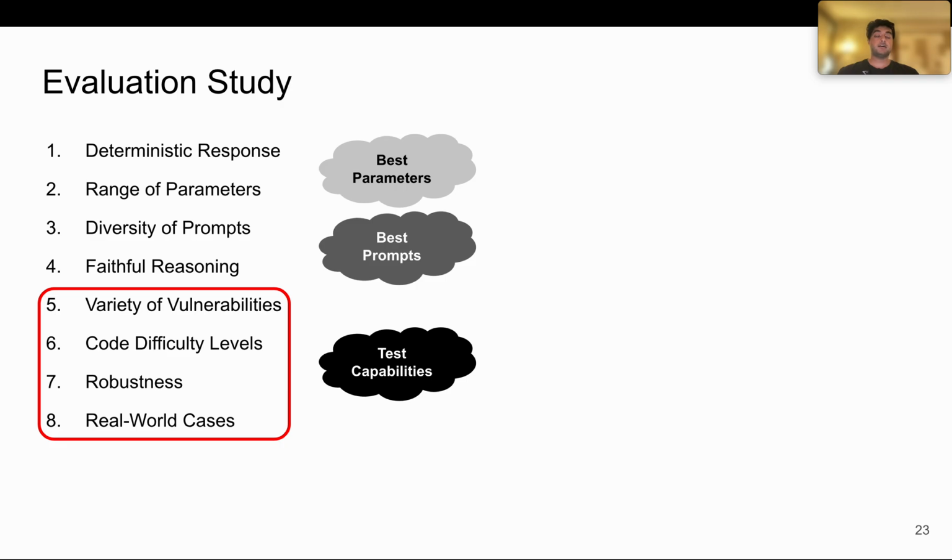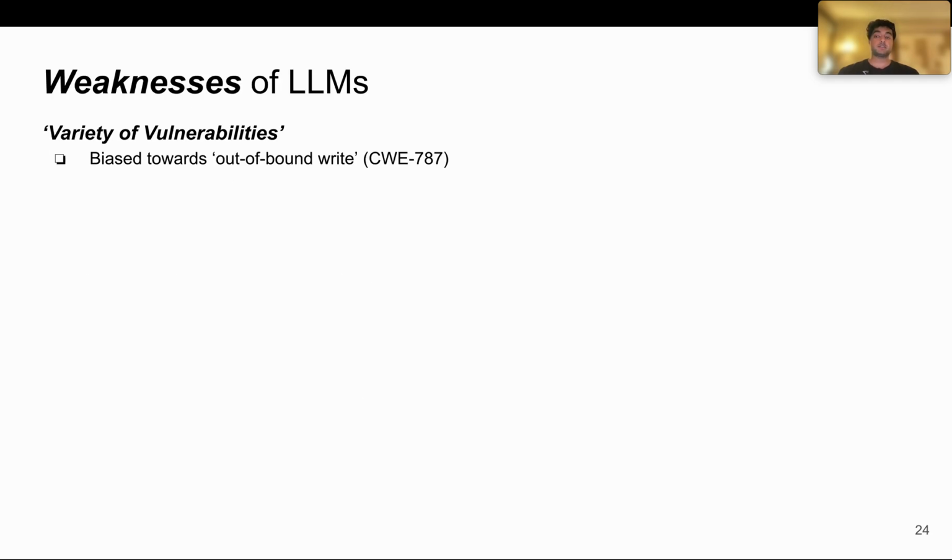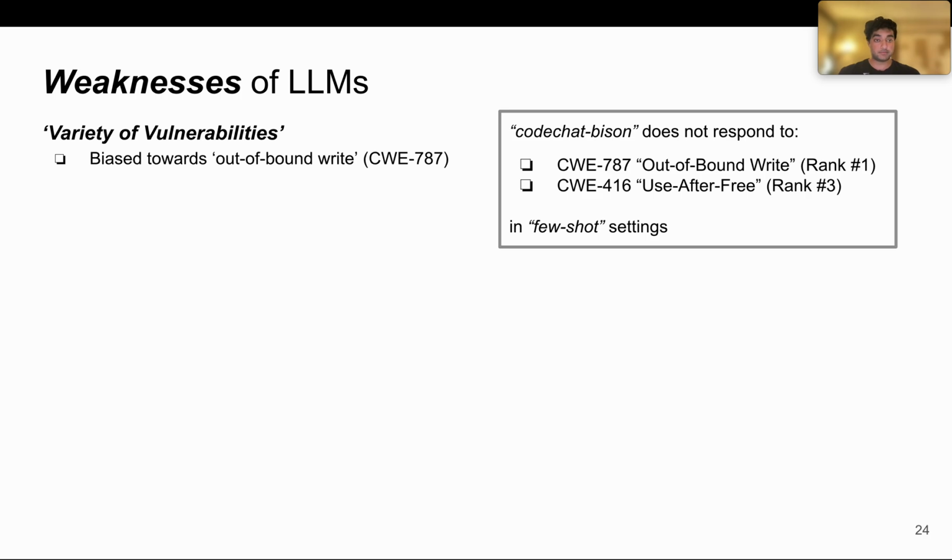And lastly, after setting these best parameters and the best prompts, we ran the test to test different capabilities of LLMs, starting by looking at a variety of vulnerabilities, where we found out that not every LLM has knowledge about all the vulnerabilities, and most of them are biased towards out-of-bound write. This also helped us get insights about the different models. For example, we found out that Code Chat Bison does not respond to out-of-bound write and use after free vulnerabilities, especially in few-shot scenarios, which are among the top three most dangerous software weaknesses in the list of 2023.